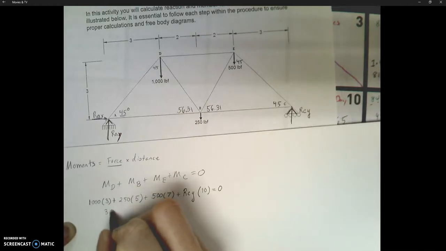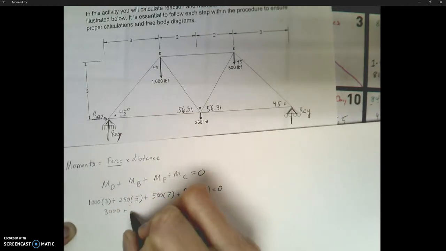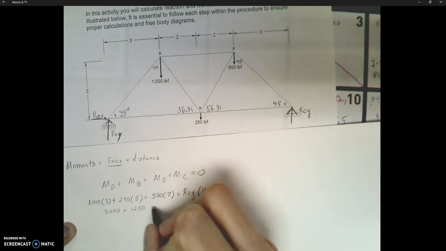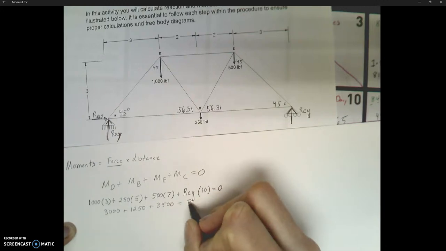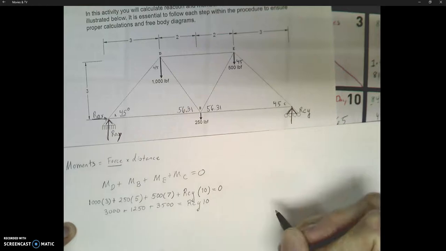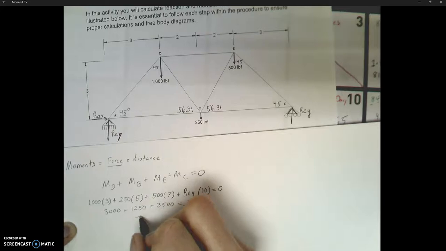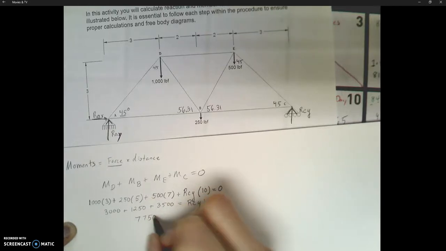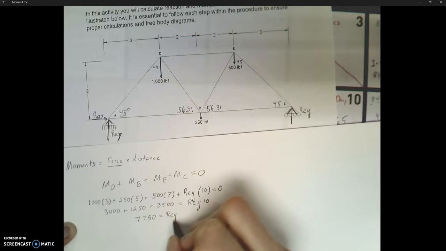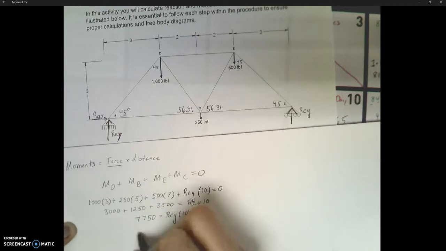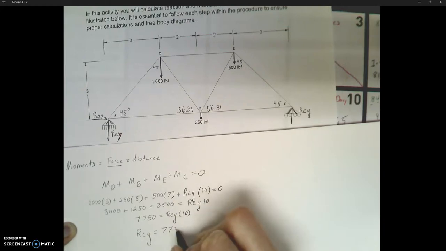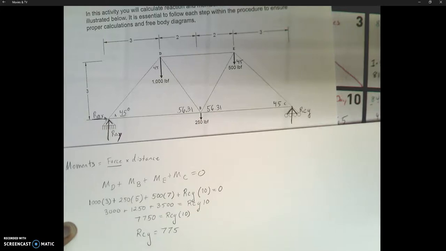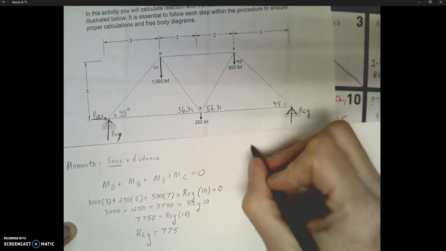So then some multiplication there. We've got 3,000. We've got 250 times 5 gives 1,250. Then we've got 500 times 7, 3,500, equal then our RCY times 10. So yes, if we subtract that other side, it would be negative, but we're just looking right here at the basic numbers. Once we go back into the picture, we see which direction it'll be going. So the sum of everything on the left, 7,750, equal to the reaction force at pin C in the y direction times 10. Divide both sides by 10. We've got that reaction force at pin C in the y direction equal to 775.